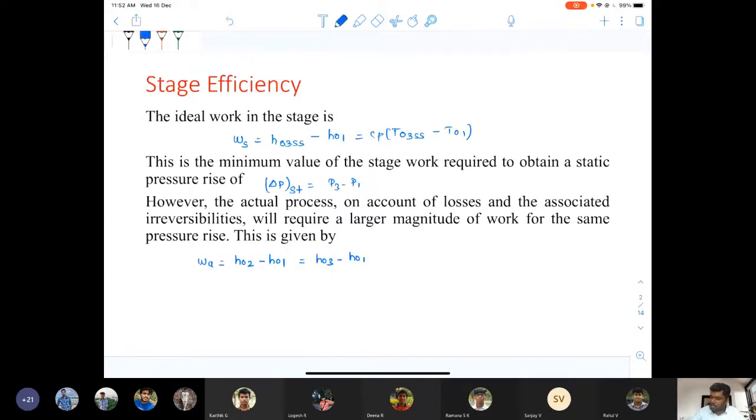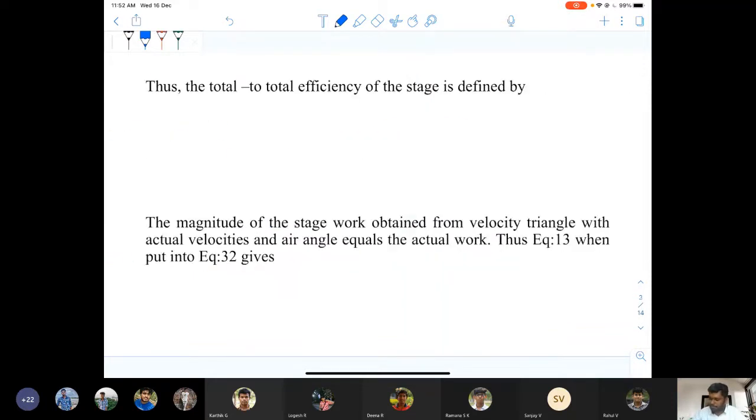Therefore, the actual work Wa is equal to h02 minus h01 for the rotor, and h03 minus h01 for the diffuser. Therefore, this can be written as Cp times the temperature difference, which is T03 minus T01.